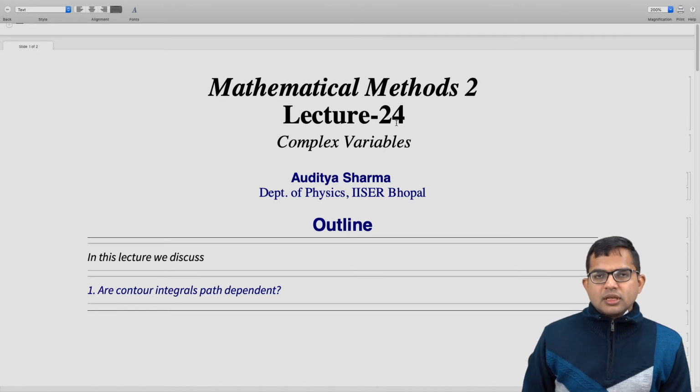the precise path that you take is going to have an effect on the value of such an integral. Now, in this lecture, we look at a few examples and see, is this a generic feature, or are there certain special circumstances in which it's only the starting point and the ending point that counts, and the details of the path are not so important. So let's look at a few examples in this lecture.